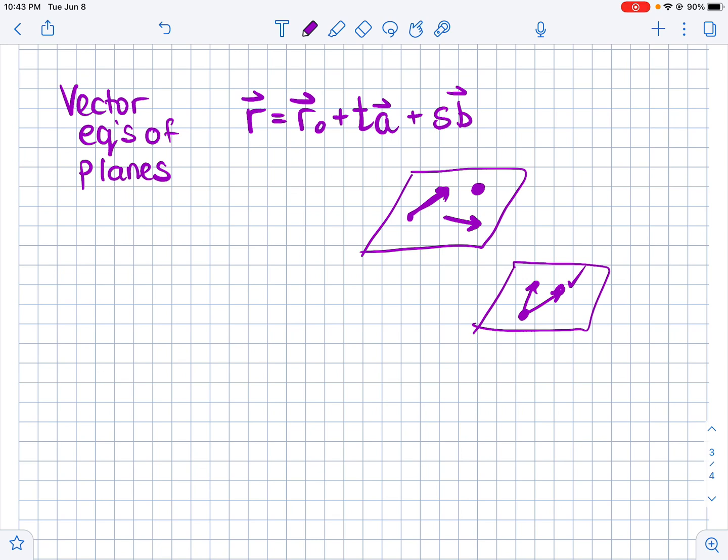Oh, and you know what? While we're at it, from the vector equations, we can also get parametric equations of planes. So we can still split up our vector equation into the x, y, and z component.